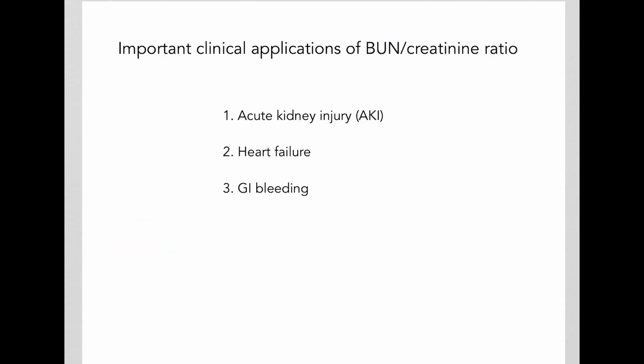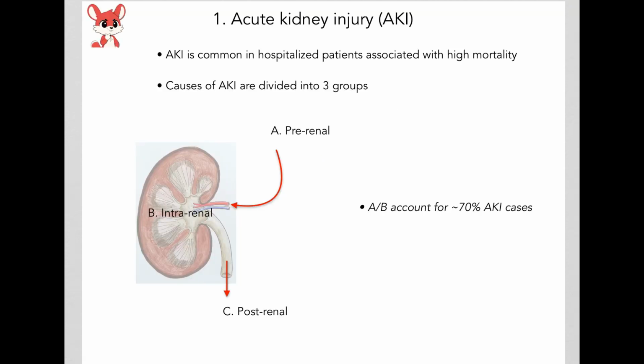So let's look at some of the more important clinical applications of this BUN creatinine ratio, and we'll discuss mainly three important applications. One is in acute kidney injury, the other is in patients with heart failure, and the third is in patients with GI bleeding.